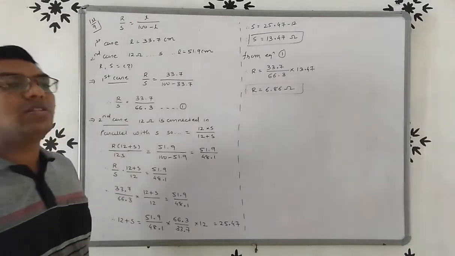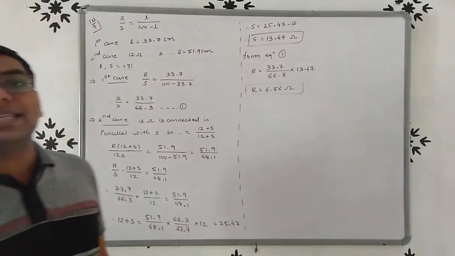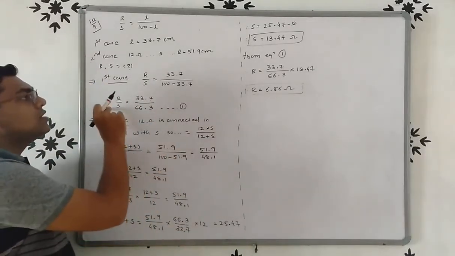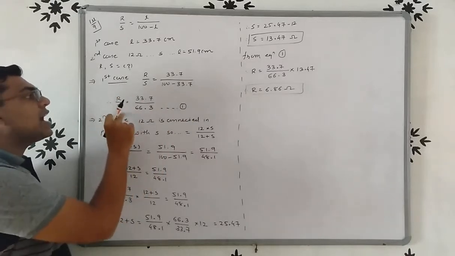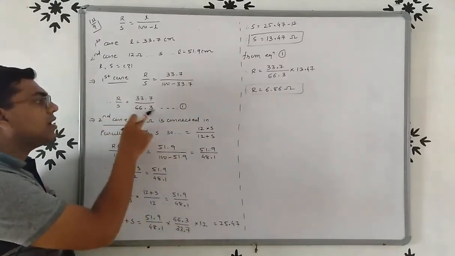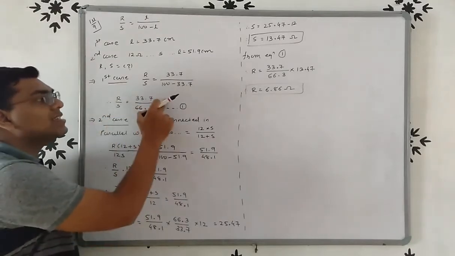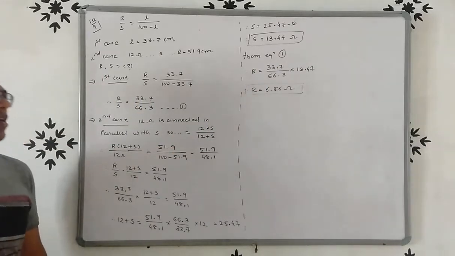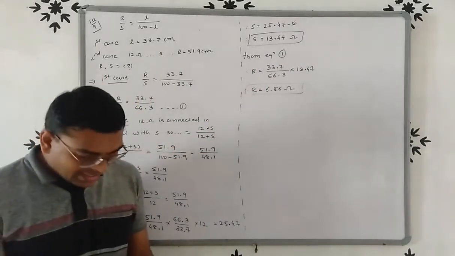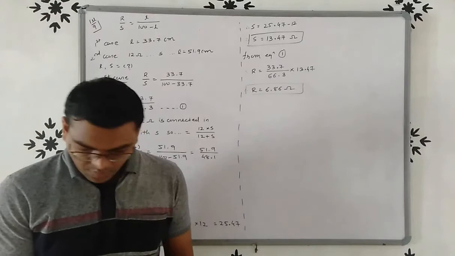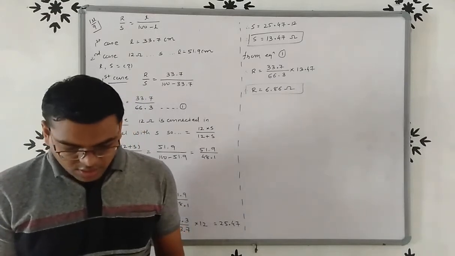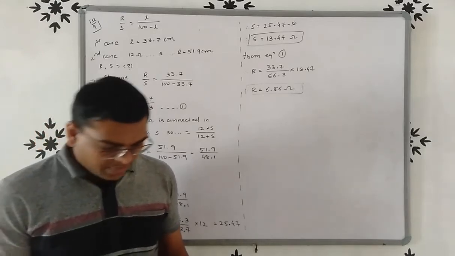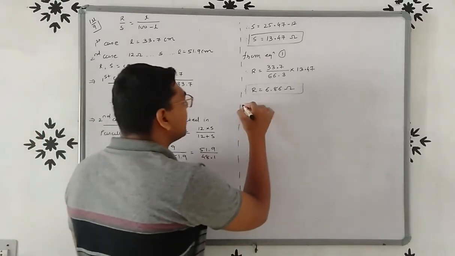Now if we know the value of S, then we can easily calculate the value of R with the use of equation 1. So from equation 1 we formulate R. So we get 33.7 upon 66.3 into S. But the value of S is 13.47. So we get the value of R as 6.86 ohm. Now we move forward to our next example, that is example number 10 in the exercise.